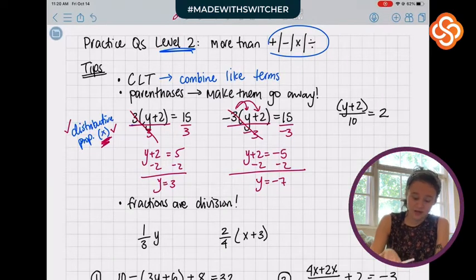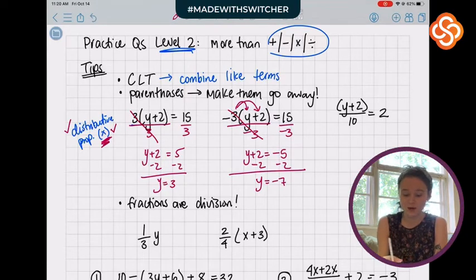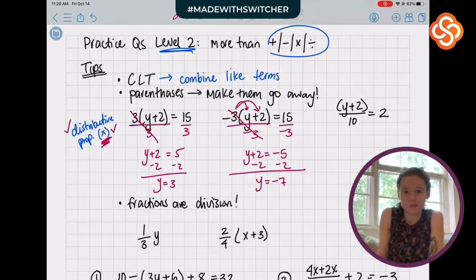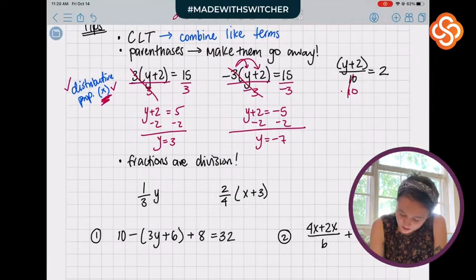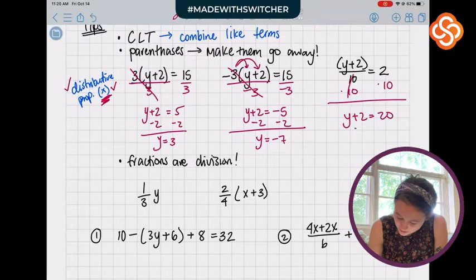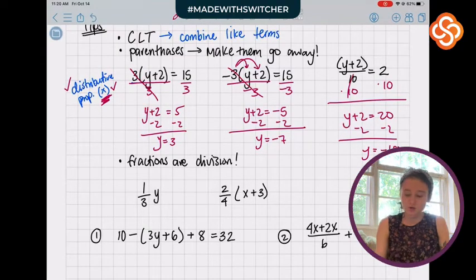So because the opposite here, right, we did division to make that -3 go away. Now we have parentheses again, but I see it's being divided. And we don't really do distributive there, but we can do the opposite of division. What's the opposite of division? Multiplication. So I'm going to just multiply both sides by 10. I'm going to get y plus 2 equals 20, minus 2, minus 2. Y equals -18. So that is how I would deal with parentheses.